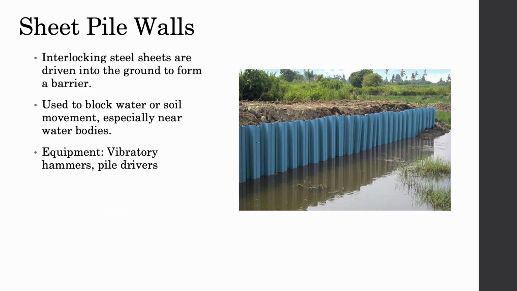Sheet pile walls are made of interlocking steel sheets that are driven into the ground. These create a vertical barrier to block the movement of water or contaminated soil. They are especially useful near water bodies or areas where a rigid and long-lasting barrier is needed. The typical equipment used here includes vibratory hammers and pile drivers, which help drive the sheets deep into the subsurface.